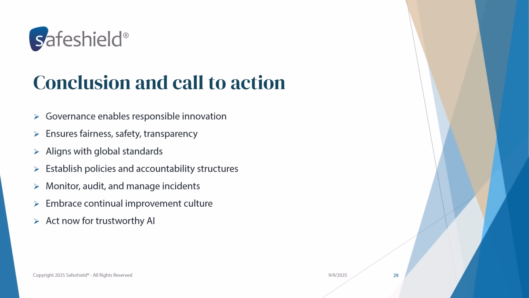The future of AI depends on the trust it earns from people and institutions. By prioritizing governance, organizations work to mitigate risks and facilitate the full potential of AI as a force for innovation, growth, and social good.